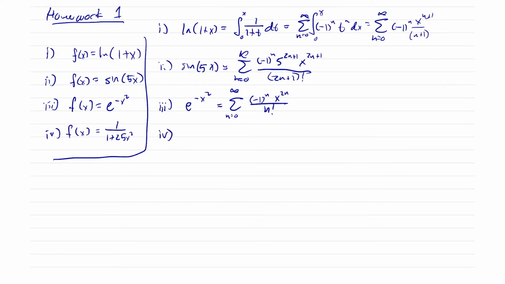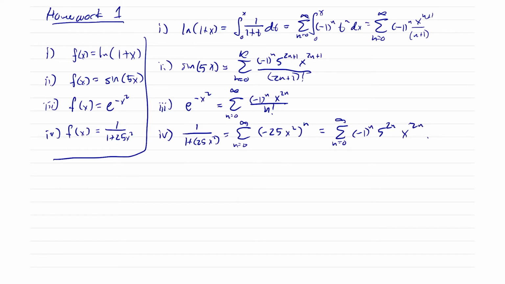And the last one is, again, another power series. Another geometric series, sorry. So 1 plus 25x squared. And so this ends up being the sum n equals 0 to infinity of (-25x^2)^n. And so you can write this as sum n equals 0 to infinity of (-1)^n, 5^(2n) times x^(2n).